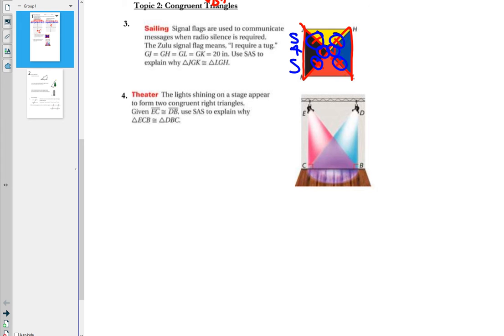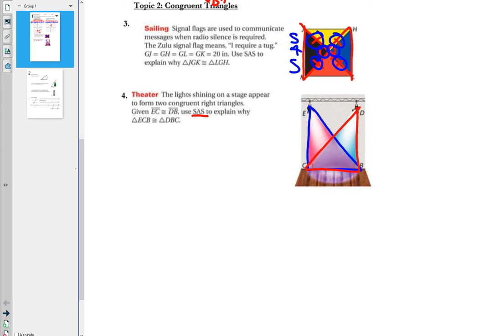The lights shining on a stage appear to form two congruent triangles. Given that EC is congruent to DB, use side angle side to explain why triangle ECB is congruent to DBC. So ECB, and explain why that's congruent to DCB. Since lights emit invisible rays that go in a direction, this could actually be proven more than one way. But they specifically say side angle side.